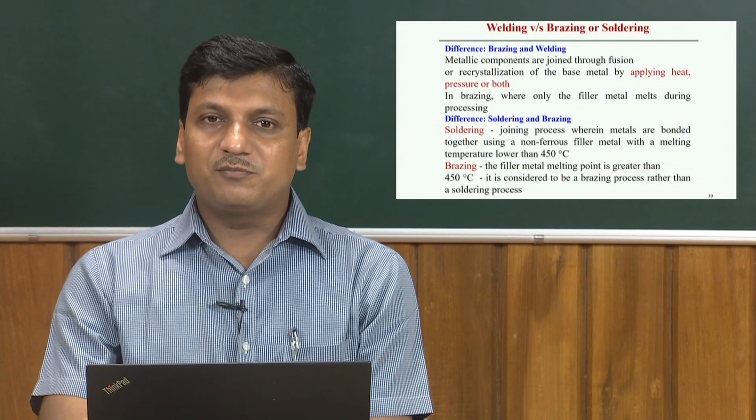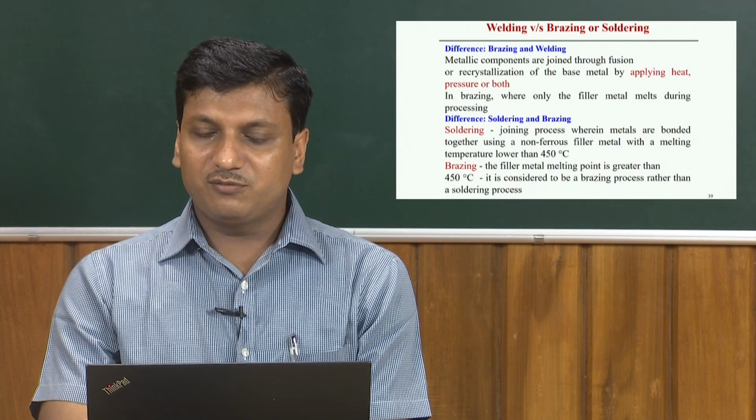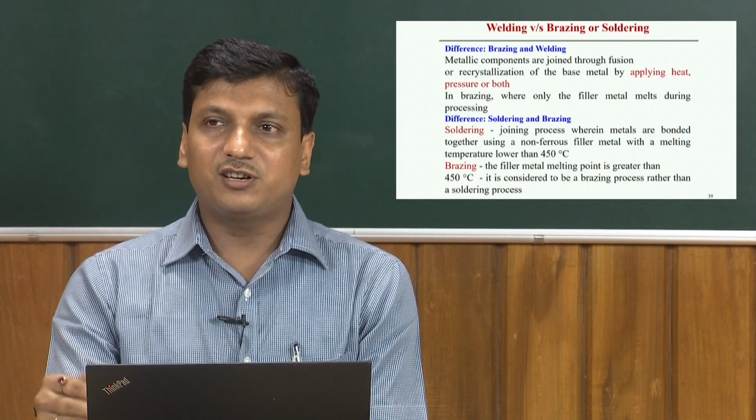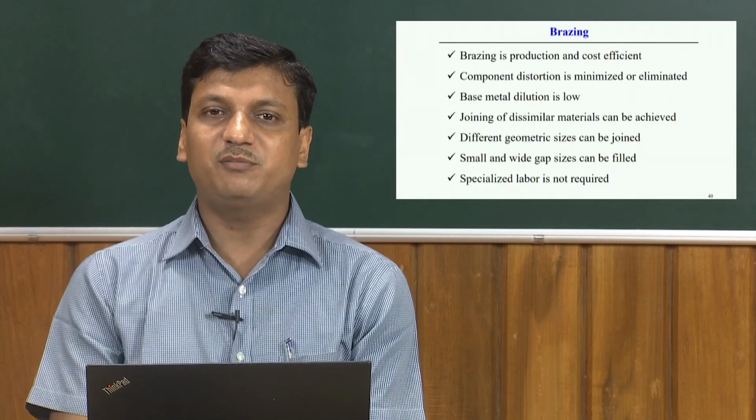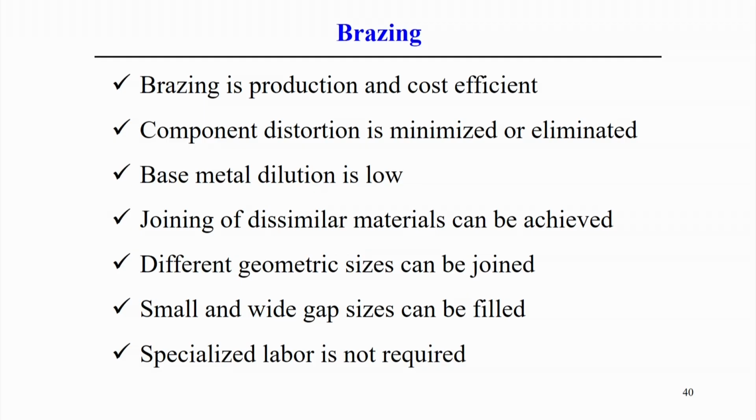Now, we will try to get some basic idea about the soldering and brazing processes. We can start with the brazing process first. So, what is the brazing process? Brazing is a production and cost effective process, because two dissimilar or similar kinds of materials can be joined without the base material being much affected by heat. So, with respect to the fusion welding process, the brazing process is more cost effective.